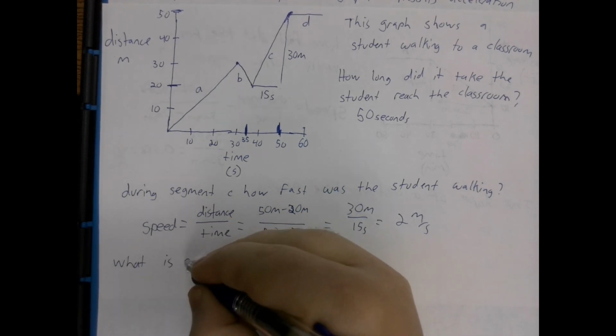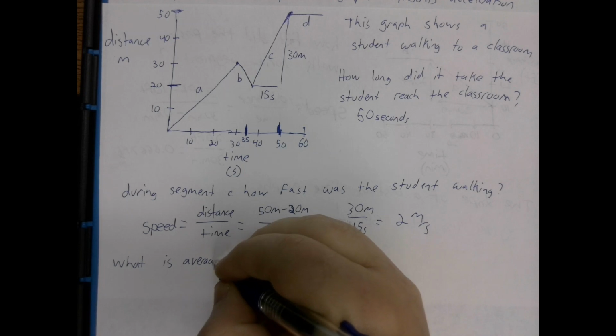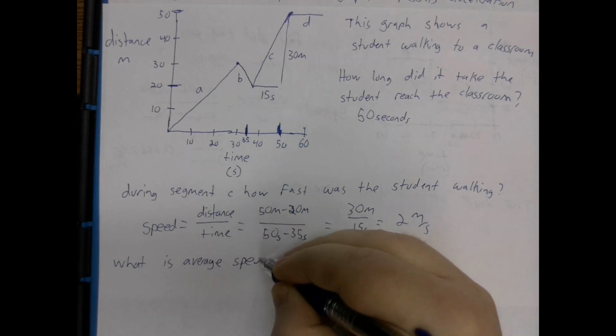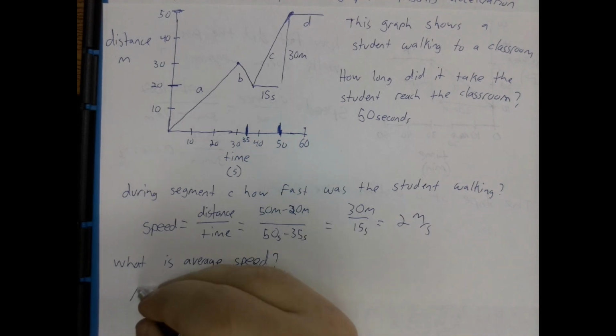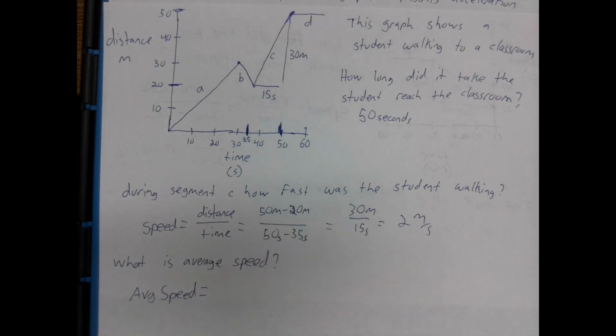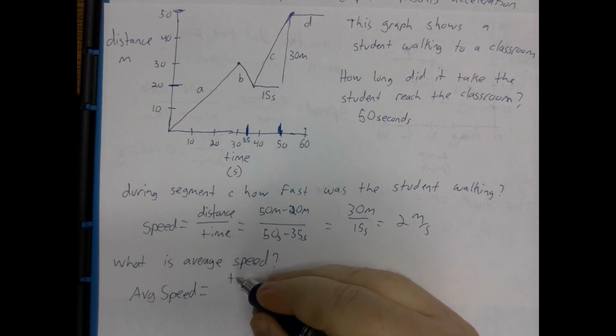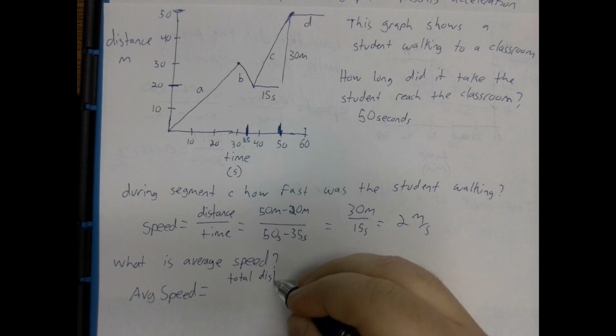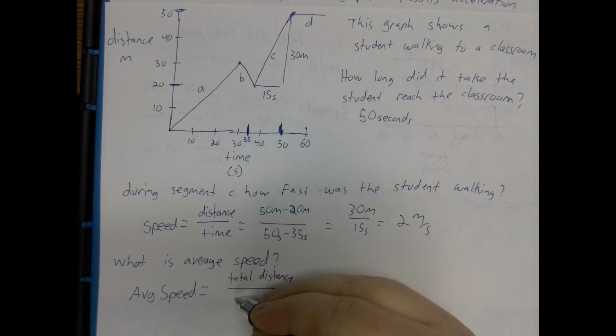What is the average speed? What does average speed equal? What's the equation for average speed? Anyone remember? So that's total distance over total time.